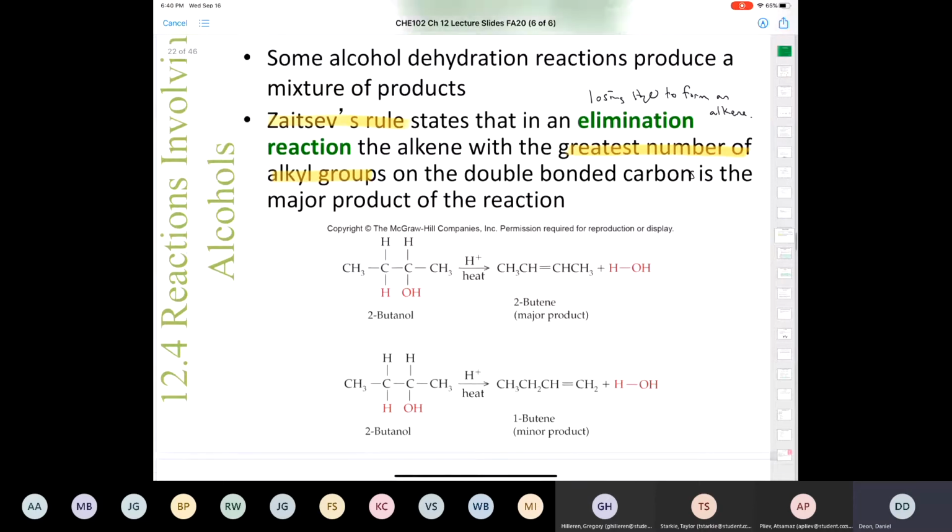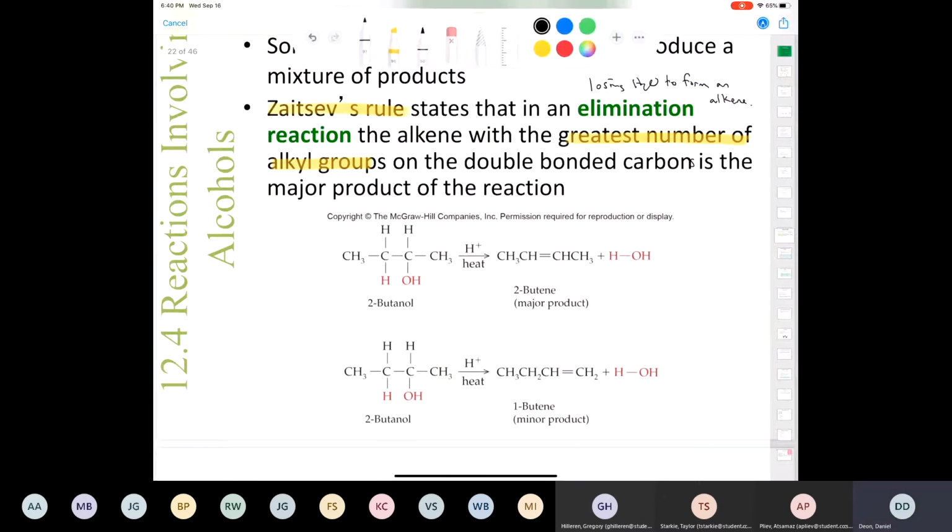If we look at 2-butanol, okay, we're starting with 2-butanol here and here. Now, they've highlighted, they actually drew it the same way both times, but anyhow, let's go through it quickly here. If we look at the 2-butanol that I have highlighted, here is the carbonyl carbon. It has OH attached.